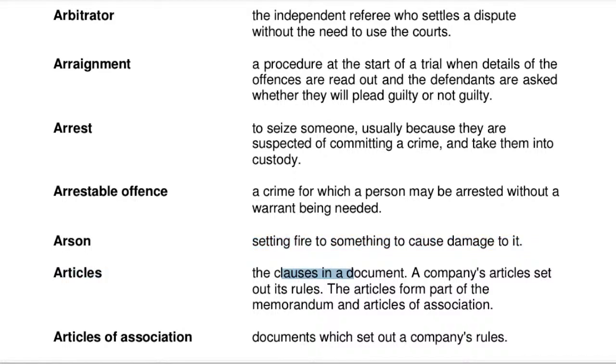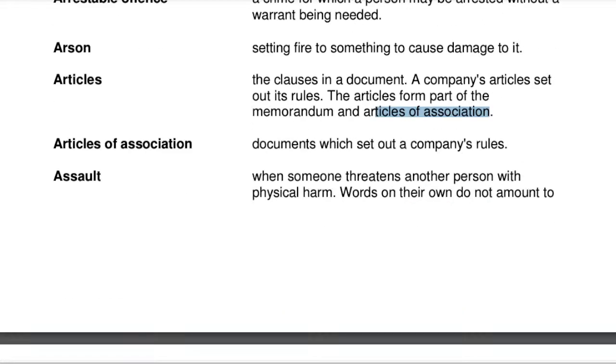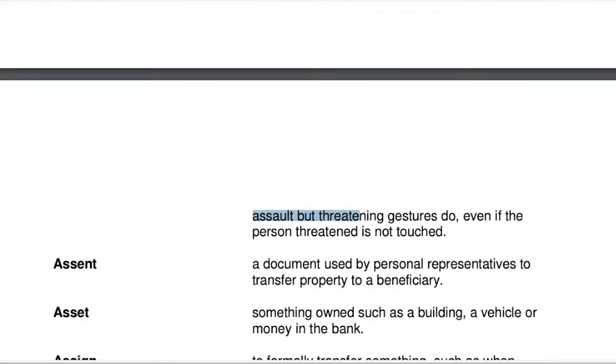Articles, clauses in a document. A company's articles set out its rules, so the clauses in a document. The articles form part of the memorandum and articles of association. What are the articles of association? The documents which set out a company's rules. Assault, when someone threatens another person with physical harm. Words on their own do not amount to assault, but threatening gestures do, even if the person threatened is not touched.